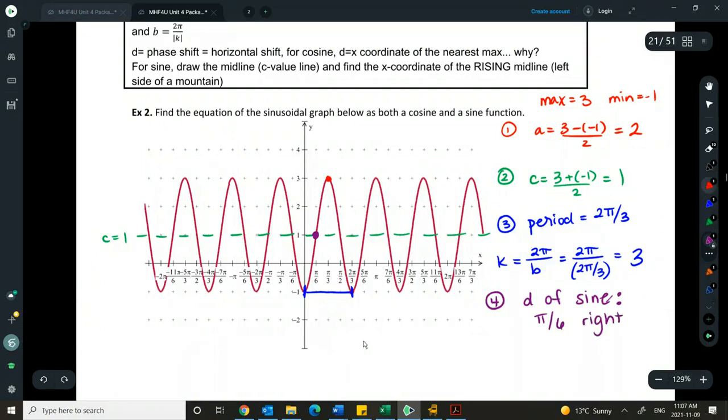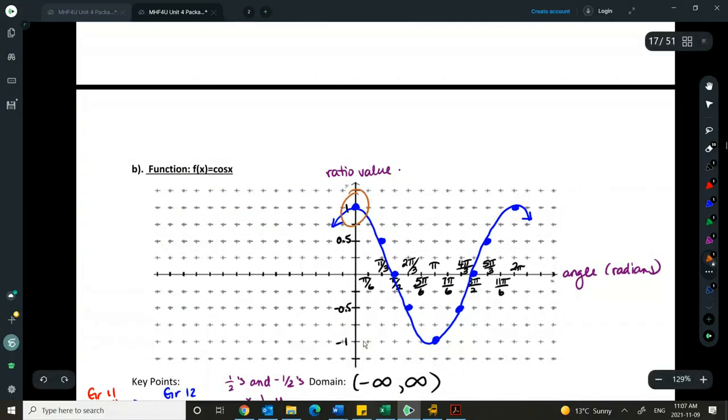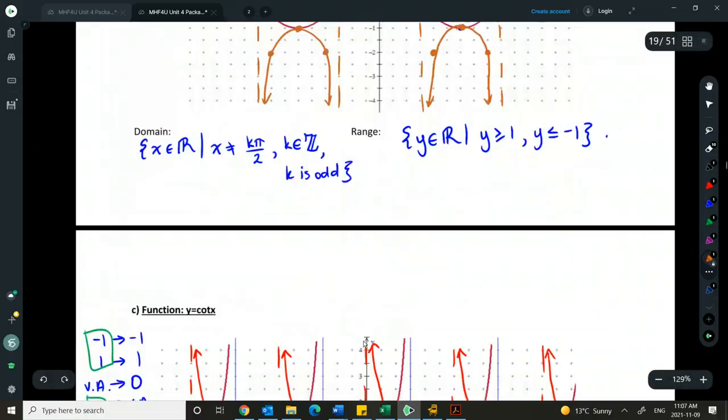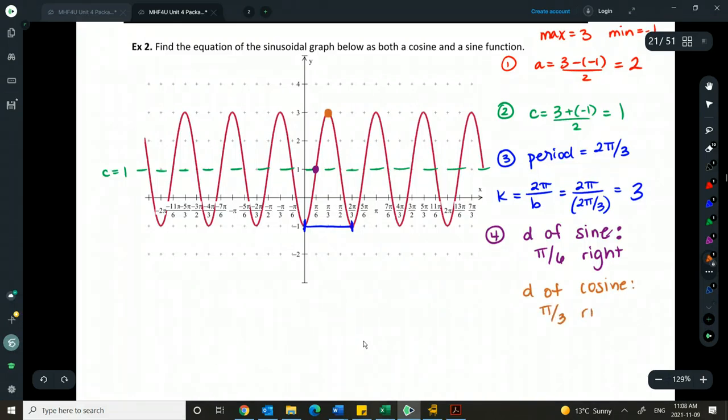Who remembers how to get d of cos? Well, let's look back at our graph. Cosine normally starts at a maximum, right? With transformations, that's going to change. It won't always be at 1, right? If I stretch it and I move it, it's going to change. But this is a maximum point. So if I find the location of the maximum for my graph here, that will tell me d of cos. So where is the closest max that we can see to the y-axis here? Pi over 3. Happening here. That's d of cos. So for d of cosine, we will say pi over 3 to the right.